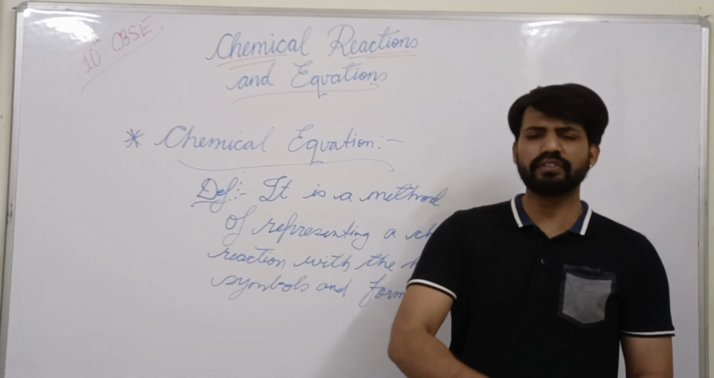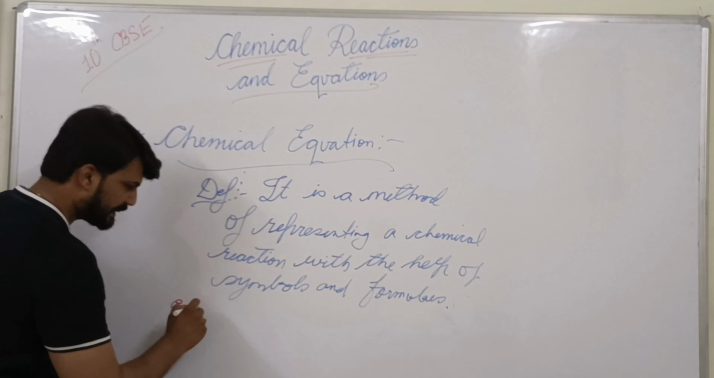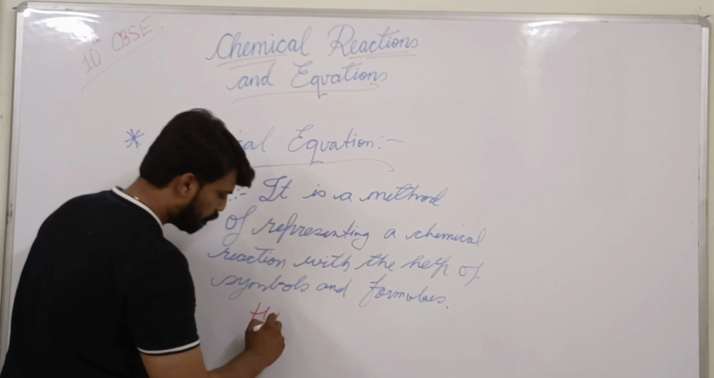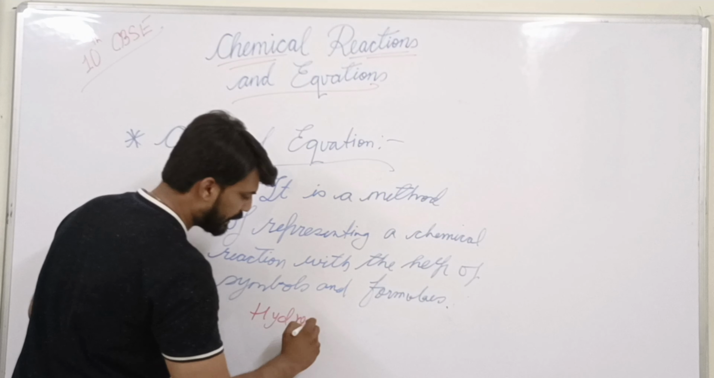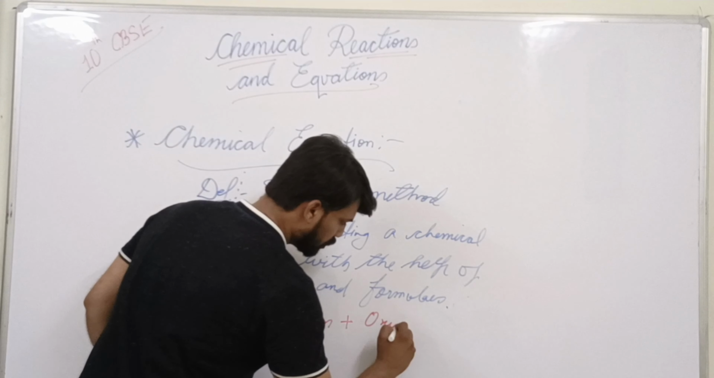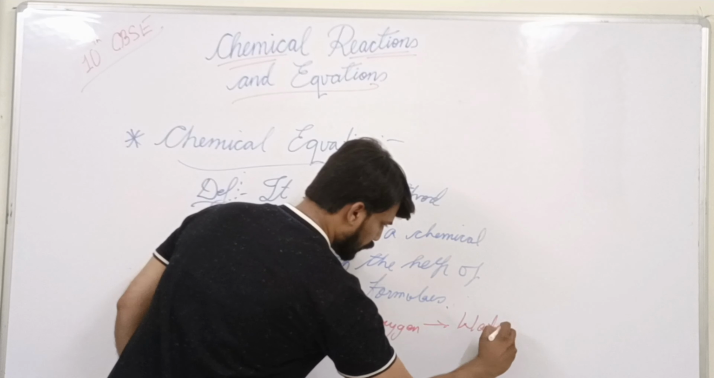Not clear? Don't worry. We'll take one more example. Here we will take the last example first, so that the chemical reaction is revised again. The example for the chemical reaction was hydrogen plus oxygen, it gives us water, right?